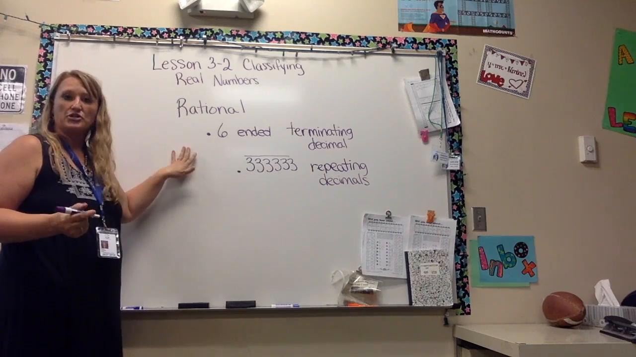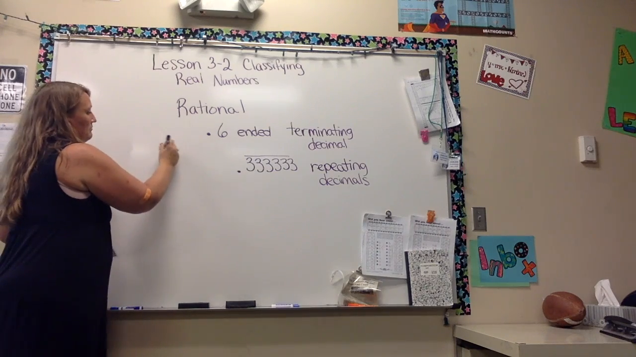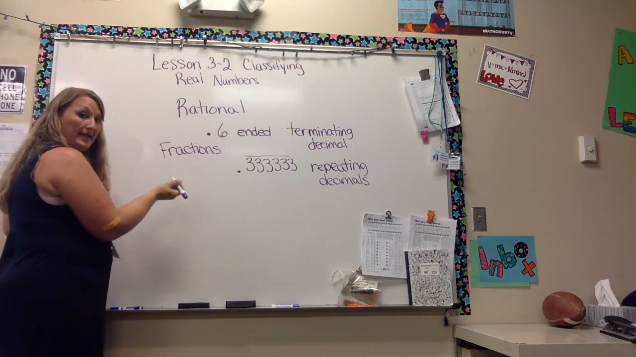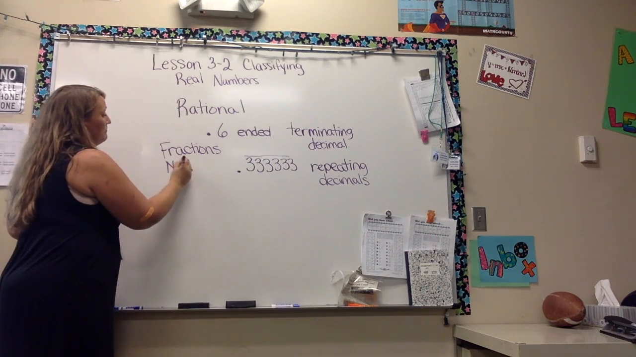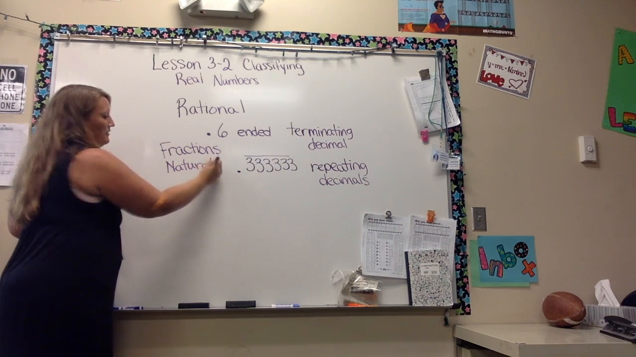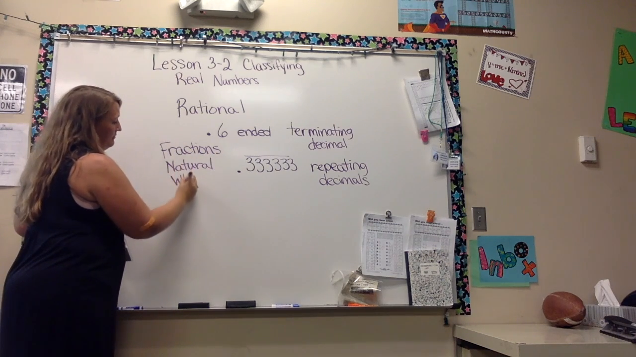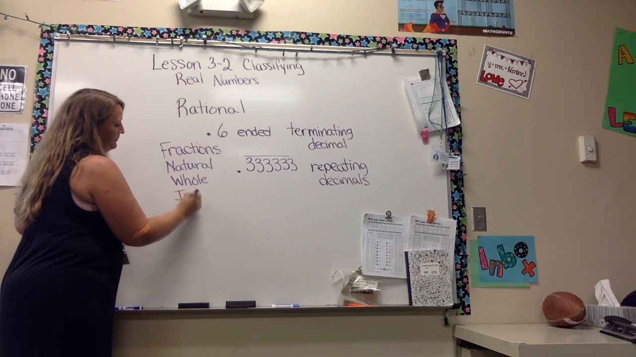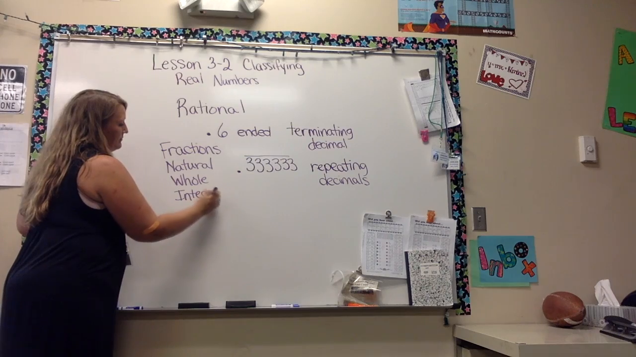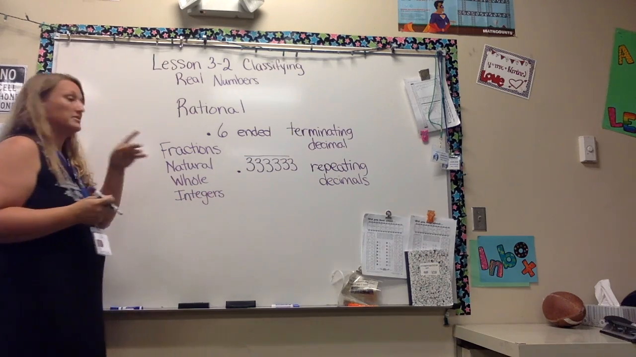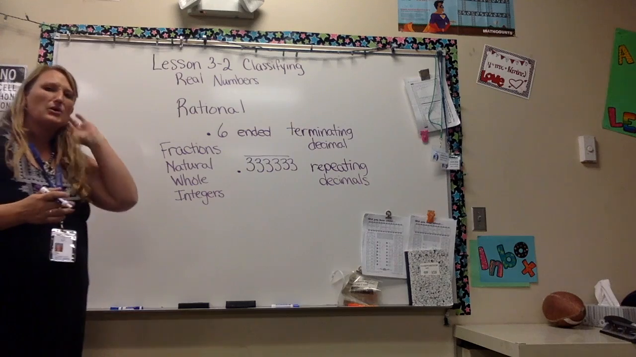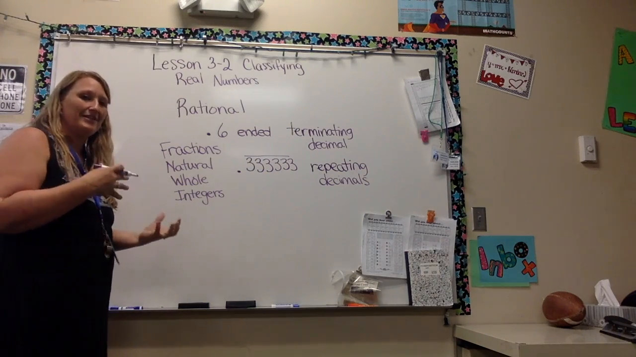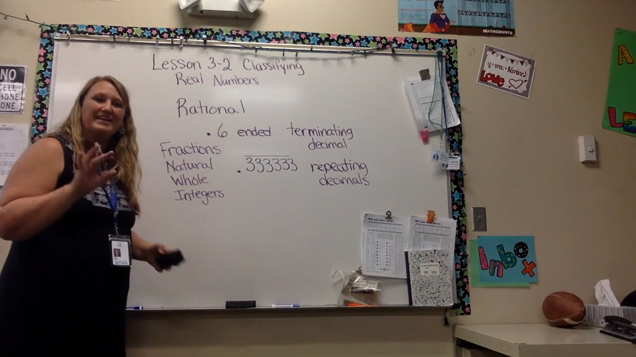And also in rational are going to be all of our fractions. Don't forget that our natural numbers are included. Our whole numbers are included. And our integers are also included. Okay, so rational is a big group. So we learned all of these. We're going to learn one more group that doesn't fit into this category. So they're called the irrational numbers.